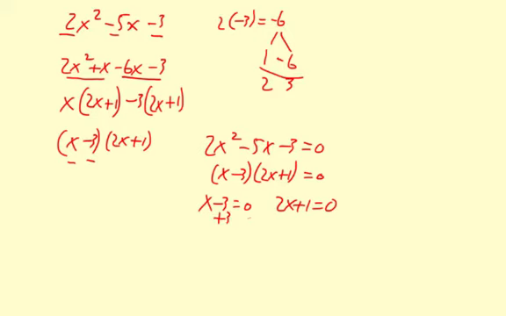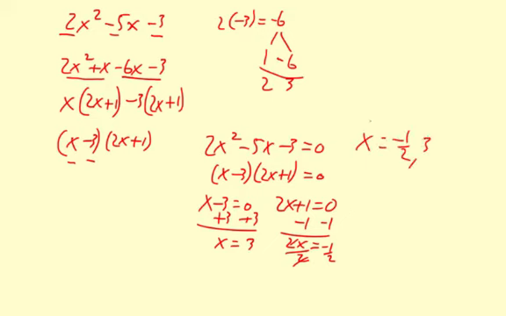Add 3 to both sides here. x equals 3. Subtract 1 from both sides here, so you get 2x equals -1. Divide both sides by 2. So x equals -1/2. So your solutions are x equals -1/2 and 3 for that equation. So that is solving by factoring, and that's how factor by grouping can be useful. And that's the big picture for this lesson.